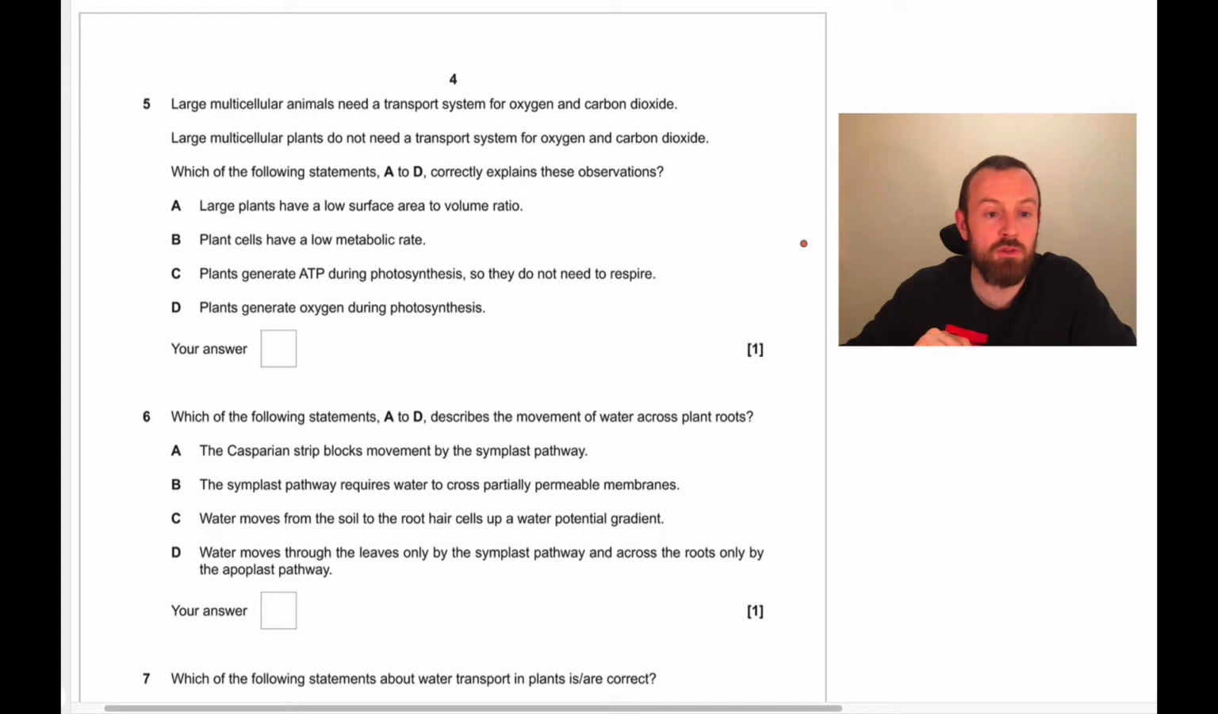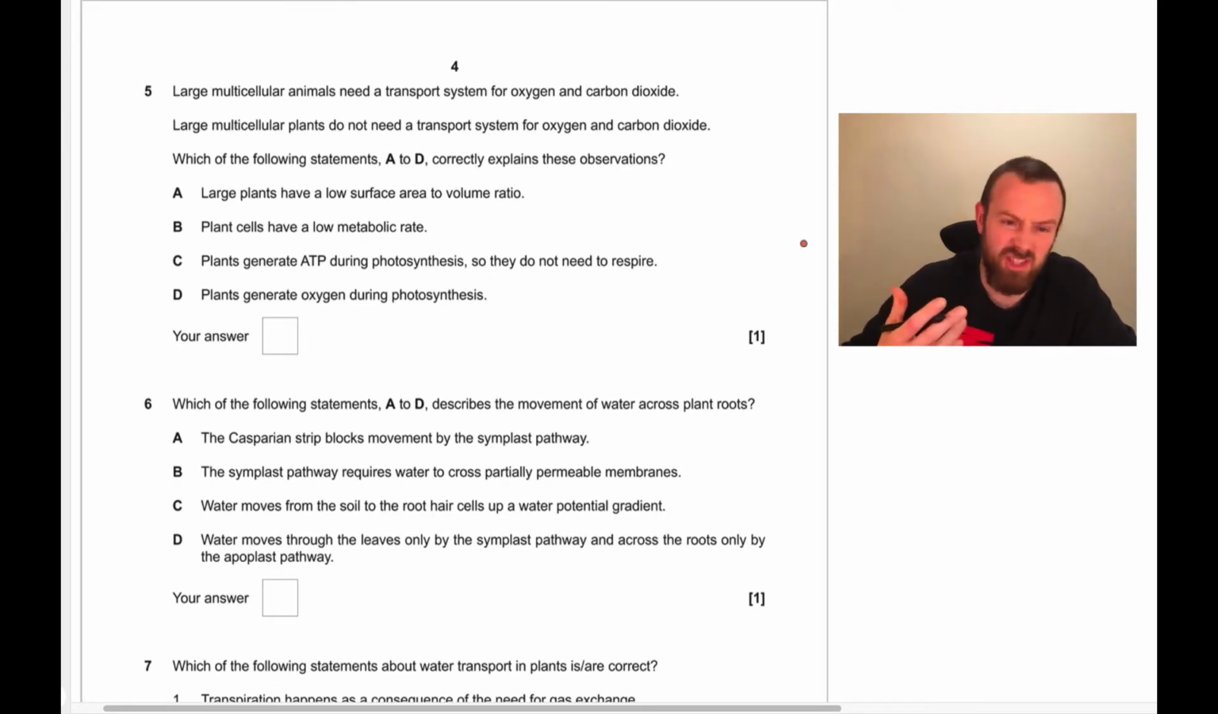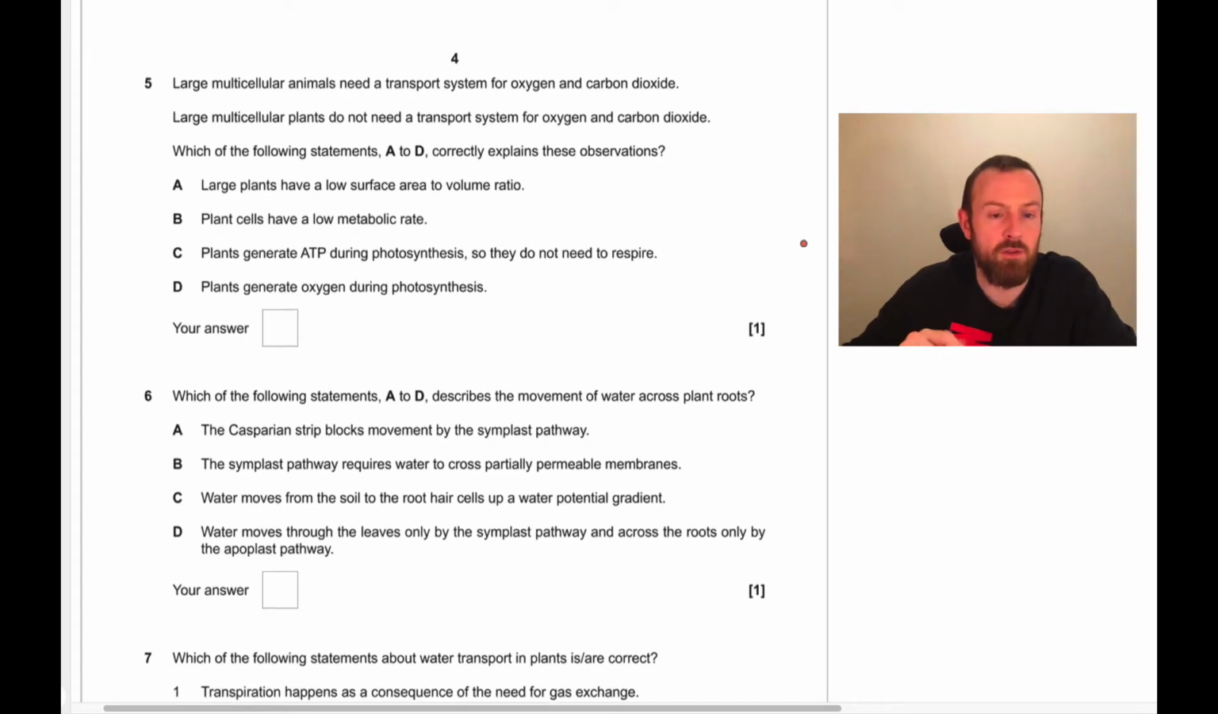Yep. Large multicellular plants do not need a transport system for oxygen and carbon dioxide. Which explains these observations? Well, before we even look at the observations, it's to do with levels of activity. So let's just think. Large plants have a low surface area to volume ratio. Now that doesn't explain it. That's a reason why they do need a transport system.